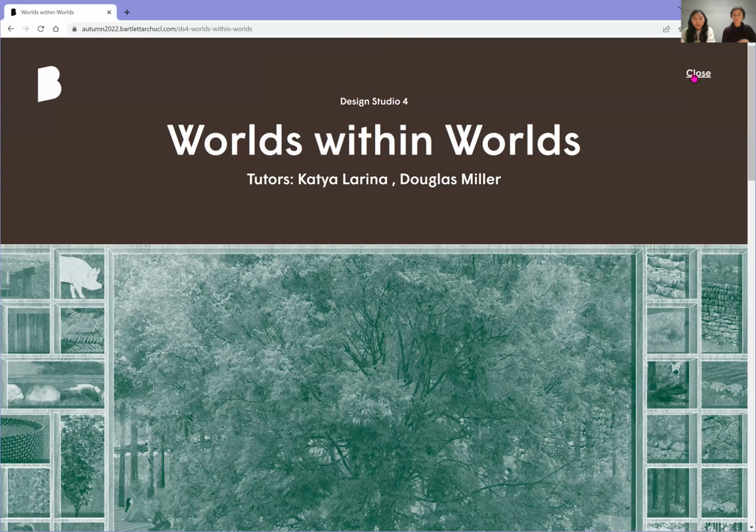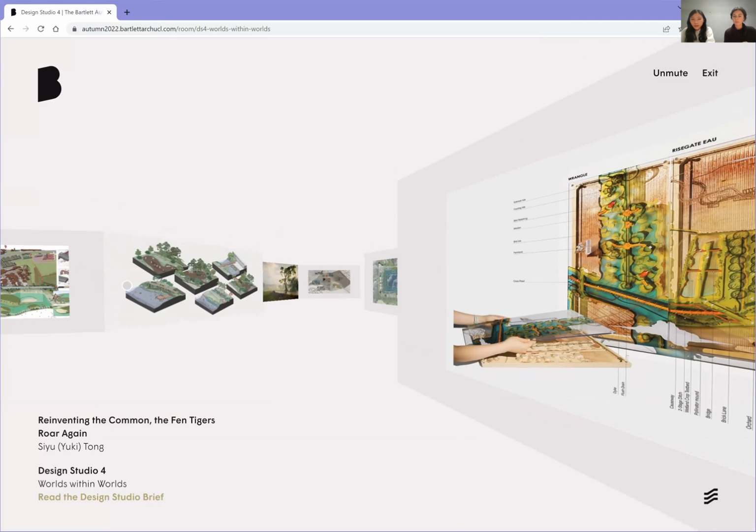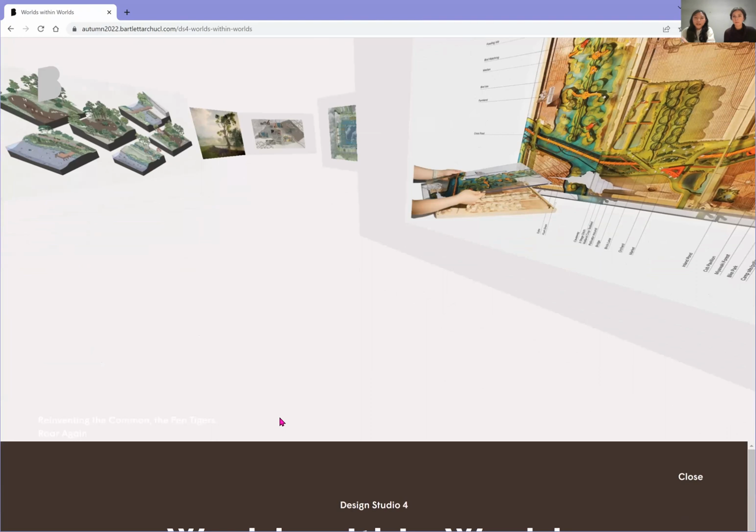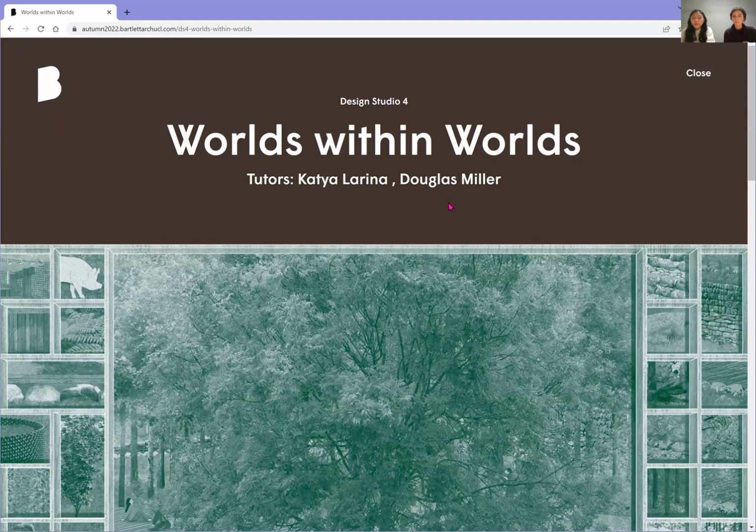And for Kat and Doug, Katia is a practicing landscape architect, so she brings really practical ideas and knowledge for us, whereas Doug is an illustrator himself, and he's really great in conceptual design. So he brings really speculative ideas to inspire us and to develop our own design interests. And we can move on to the first project.